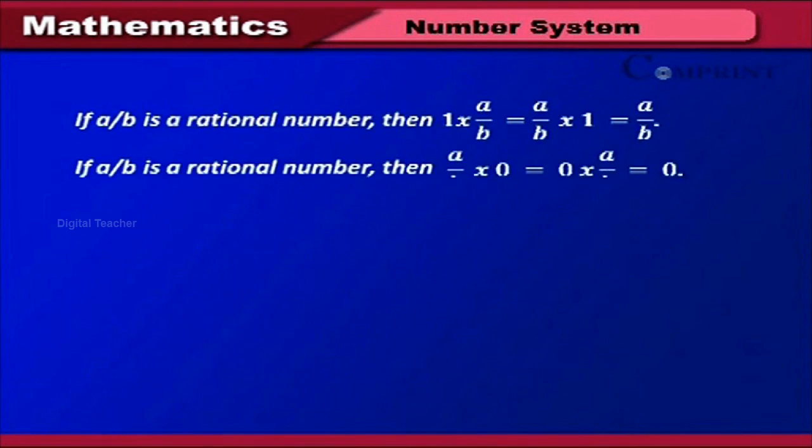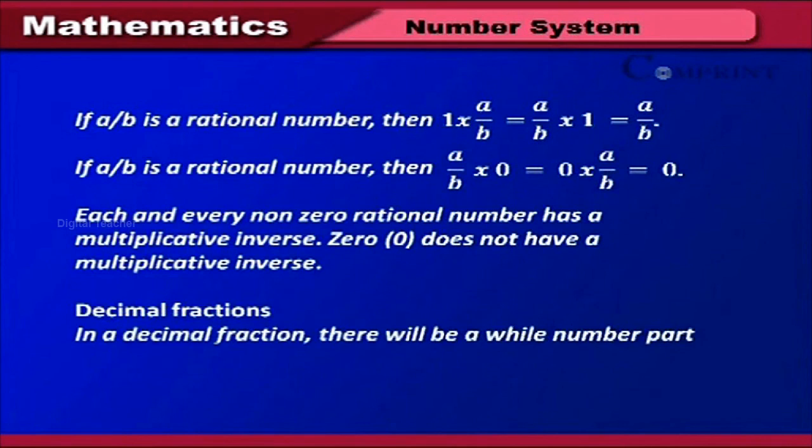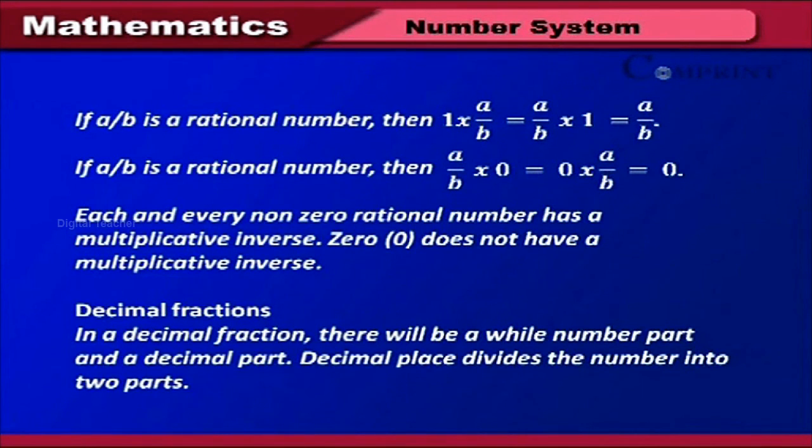If a by b is a rational number, then 1 into a by b is equal to a by b into 1, which is equal to a by b. If a by b is a rational number, then a by b into 0 is equal to 0 into a by b, which is equal to 0. Each and every non-zero rational number has a multiplicative inverse. 0 does not have a multiplicative inverse.